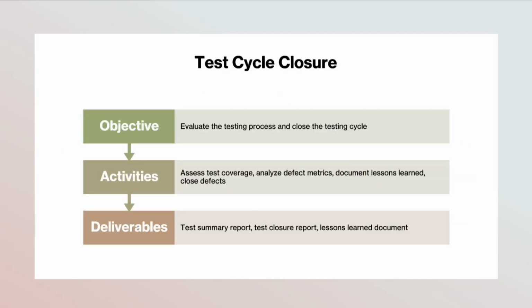Now, test cycle closure. Here we have to evaluate our testing process and close up the testing cycle. So when we have to stop our testing, those things we need to define in the test cycle closure section. Here we are analyzing our defect metrics. We have to check our documents properly. We have to check our test coverage, like out of, suppose, 100 cases, how much coverage has been completed.